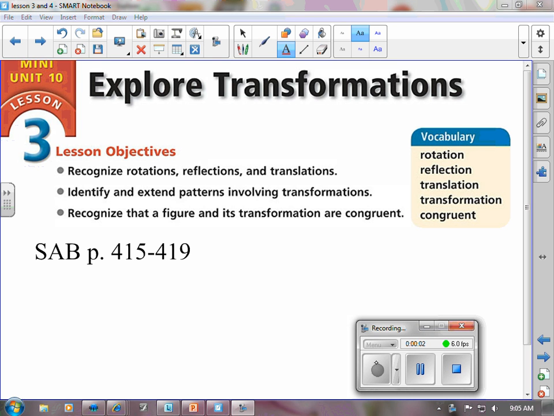All right, this is Unit 10, Lesson 3. We're talking about transformation, so understanding what a rotation, reflection, and translation is, and then how patterns can change when they involve transformations, and then we'll look at figures and determine whether they are congruent after they've been transformed. SAB page 415 to 419.